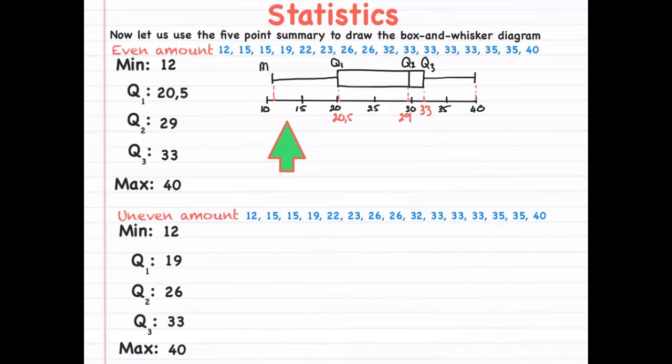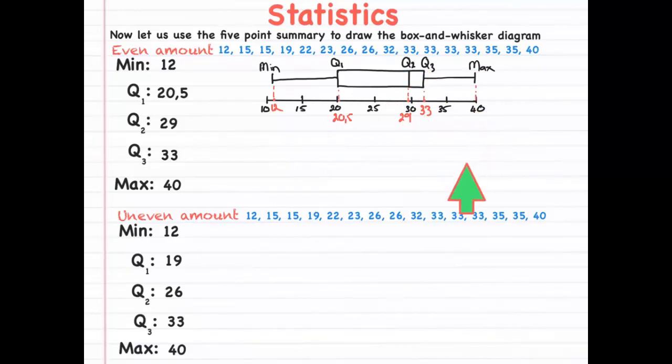So we write here that this is our minimum, we write here that this is our maximum, and we can easily see that that is a maximum, the 40. But what about this value here? I have to include it, and it will be a 12. So now we can easily see my minimum is 12, my Q1 is 20,5, my Q2 is 29, and my Q3 is 33, and my maximum 40.